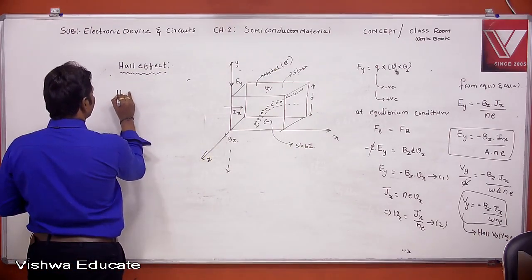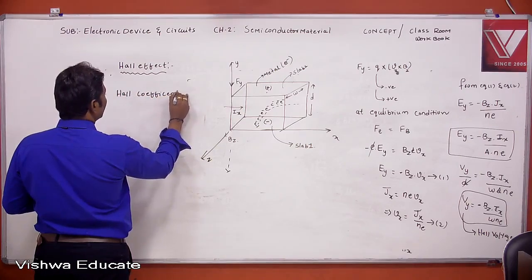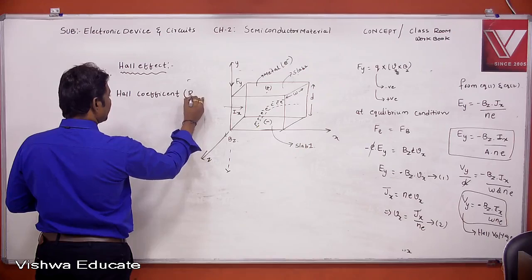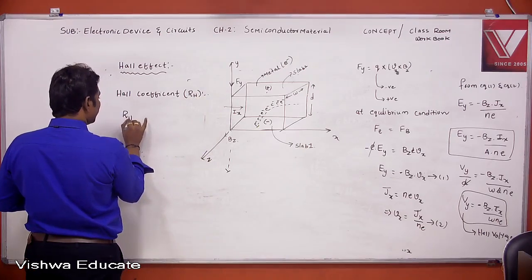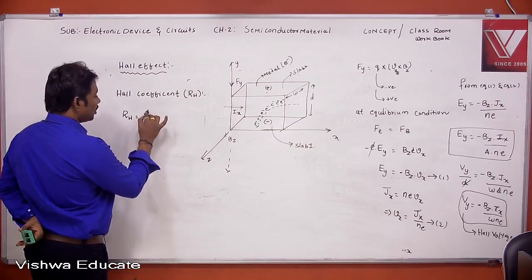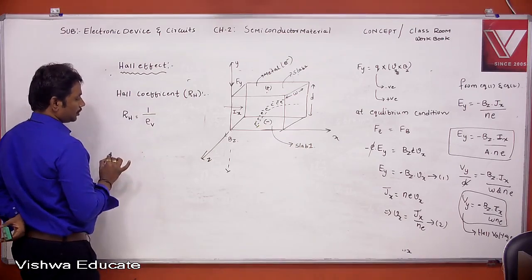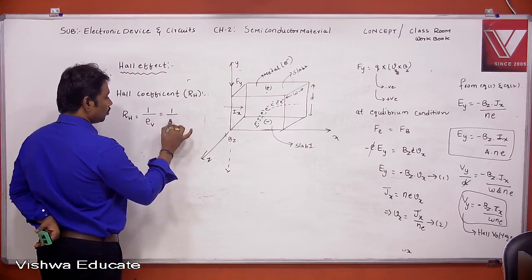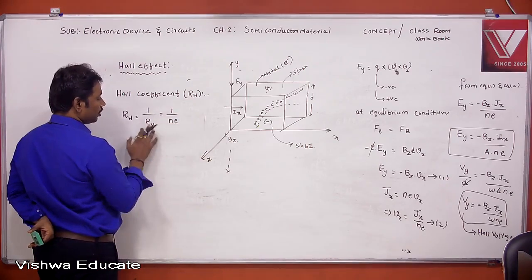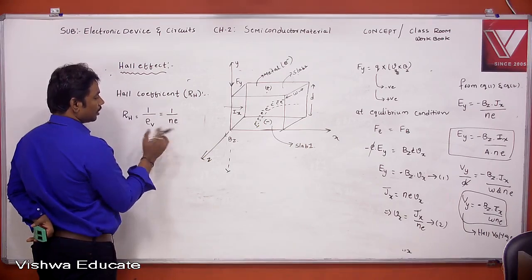Topic: Hall coefficient. It is denoted with RH. What is Hall coefficient? Hall coefficient is nothing but the reciprocal of charge density. That is RH equal to 1 by rho v, which is equal to 1 by Ne. Right? Rho v is nothing but Ne, where N is the carrier concentration, the free electron concentration. Right? e is the charge of an electron.